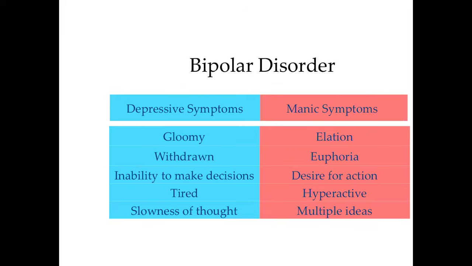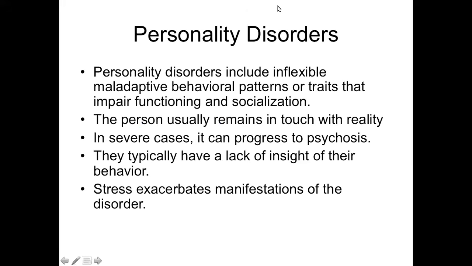Okay, so if we were to put them side by side, they're on poles. They're on polar opposites. So when a person is depressed, they feel gloomy or down, whereas when they're manic, they feel elated. When a person's depressed, they feel withdrawn. Manic, they feel euphoria and want to feel closer. When a person's depressed, they have a hard time making decisions. When a person's manic, they have a desire for action and perhaps tend to be a little bit impulsive in their action. When a person's depressed, they tend to be tired, slow, whereas when they're manic, there's hyperactivity. And then when a person's depressed, they have a hard time organizing their thoughts. When a person's manic, they have like racing thoughts. So side by side, those are mood disorders.